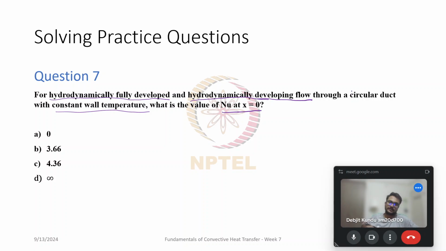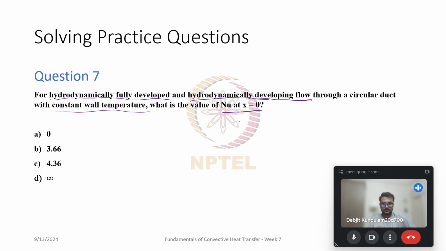So for both cases, that is when it is hydrodynamically fully developed as well as hydrodynamically developing, what is the value of the Nusselt number at x equal to 0? Is it option A, 0? Option B, 3.66? Option C, 4.36? Or is it option D, infinity?